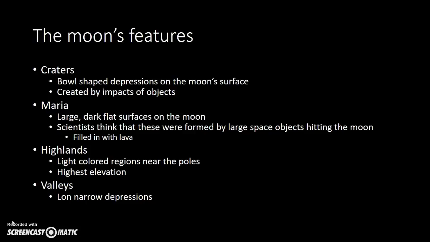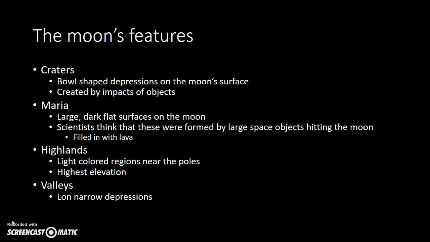So the moon basically has 4 distinct features, and the first is craters, which are bowl-shaped depressions on the moon's surface. And this is created by the impacts of objects, such as asteroids, meteors, maybe satellites, if they crash down. They also have what are called maria, which are large, dark, flat surfaces on the moon, and a lot of scientists think that these were formed by large space objects hitting the moon, and then the craters filled with lava, creating the flat, black, dark surfaces.